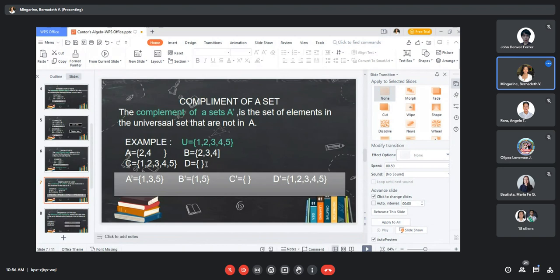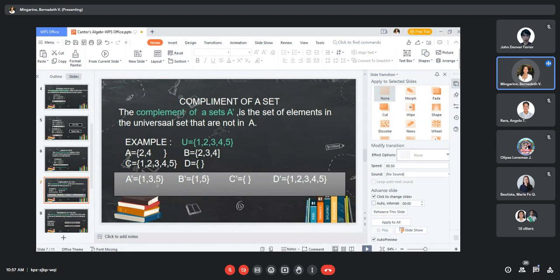The complement of set A, again, kapag sinabi natin complement, wala siya sa set A, pero nasa universal set. So, the complement of set A, balikan natin ang set A. Ang laman niya ay 2 and 4. Ano ang wala sa set A pero nasa universal set? Ito ay 1, 3, 5. The complement of A is 1, 3, 5.